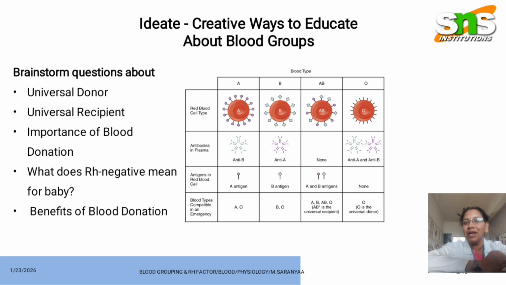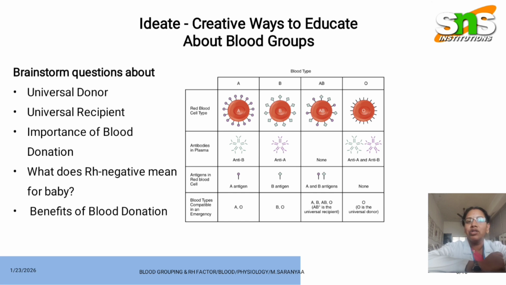Now I will ask some brainstorming questions about blood. What is the universal donor? Yes, it is O positive and O negative. The O blood group persons are called universal donors. The one who can receive blood from all the blood groups is the universal recipient, which is the AB blood group. What is the importance of blood donation? Every minute one person is dying because of lack of blood and unavailability of blood. So blood grouping is important, and blood donation is also an important factor. Everybody has to know its importance to save others' lives.